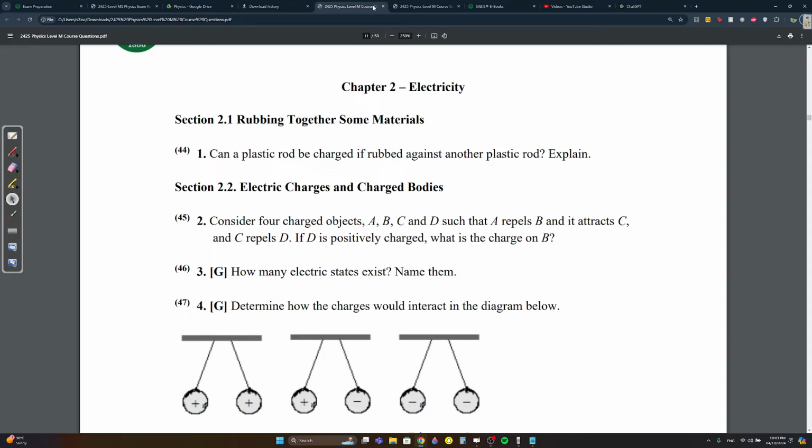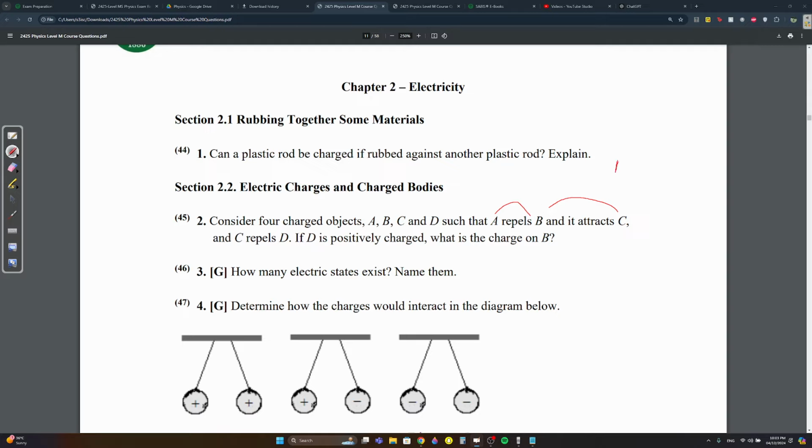Now, consider 4 charged objects A, B, C, and D, such that A repels B and it attracts C, and C repels D. If D is positive, what is the charge on B? Okay, this is so easy. A repels B, so A and B have the same charge. B attracts C, so B has the opposite charge to C, right?